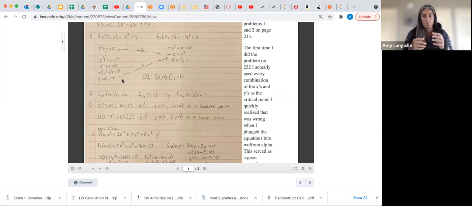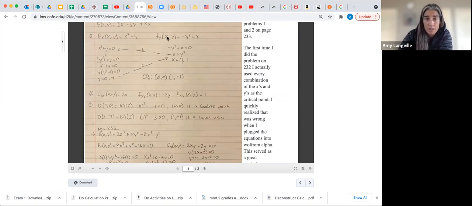You can try all possible combinations, make a list of all what you think are possible CPs, and then you're going to go in and cross out some of those because they don't actually work when you plug them back in. Say you got a CP you're checking, 1, 1. Well, I have to ask, does f sub x at 1, 1 plug in and give me 0?